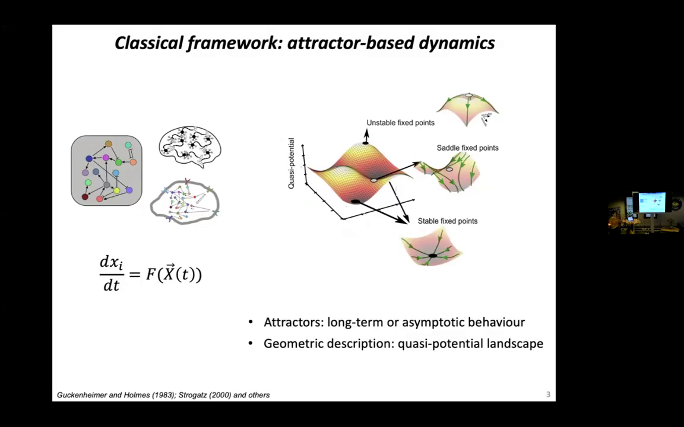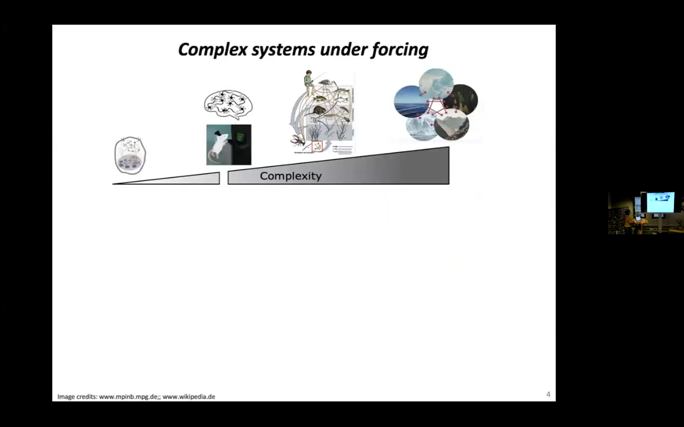As you are probably all familiar, we can also present this dynamical description of the system through a geometric description as a quasi-potential landscape, where each of these wells represents a stable steady state, or attractor, and they are separated by unstable fixed points or saddles. But the classical notion in analyzing complex systems is that we always tend to identify the stable solutions of the system. So the mathematical tools are developed in order to identify the long-term or asymptotic behavior of systems. However, when we look at all these systems, none of them exist in isolation.